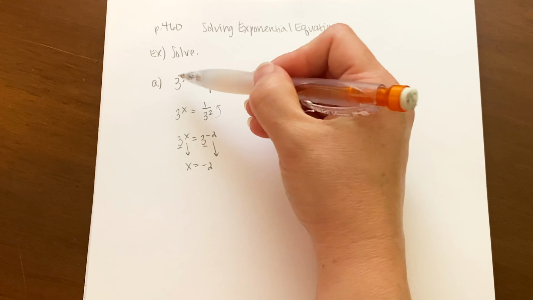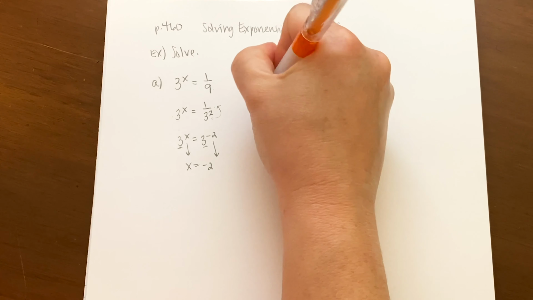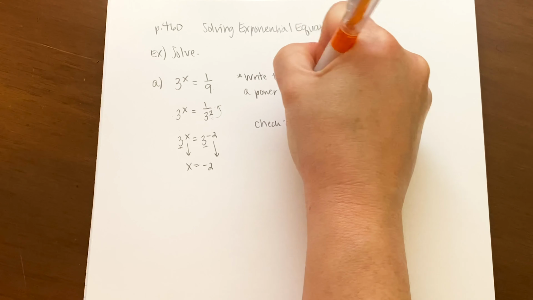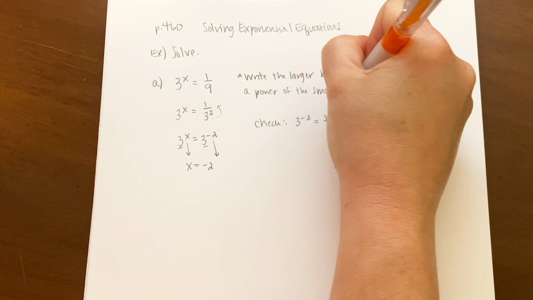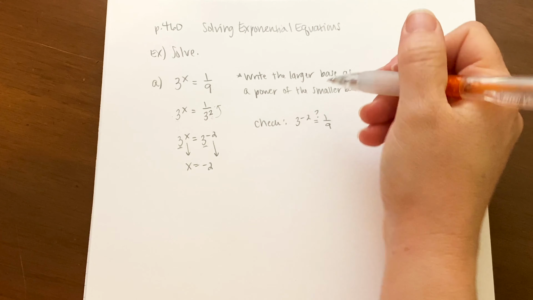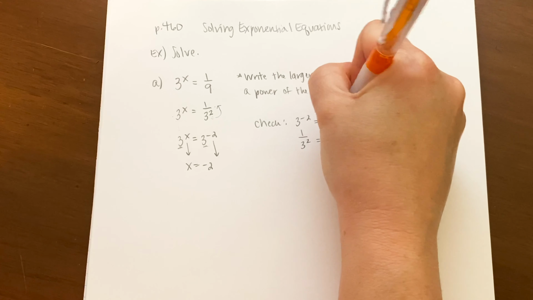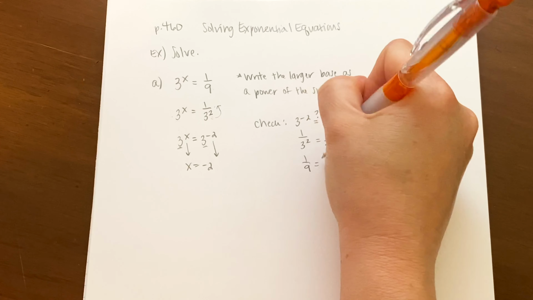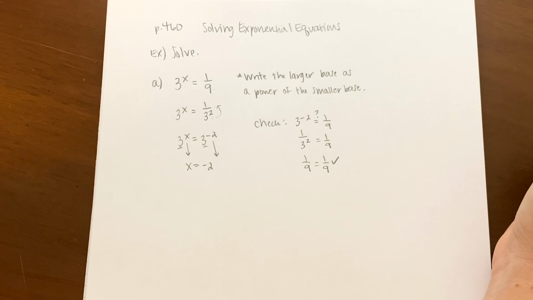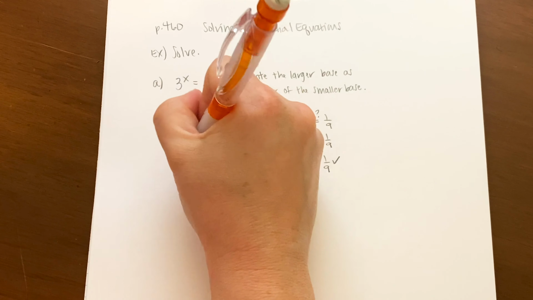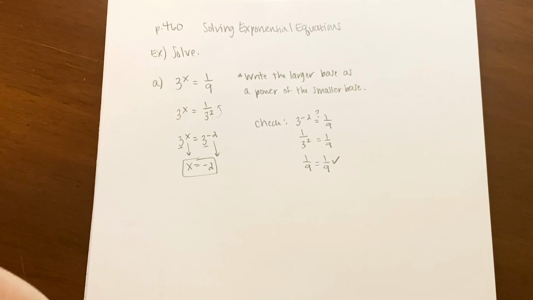You can check it. 3 to the negative 2 power should equal 1/9. We're testing that. 3 to the negative 2 power is 1 over 3 squared. 1 over 3 squared is 1/9, and 1/9 does equal 1/9. So that checks. So our answer, our solution, is x equals negative 2.